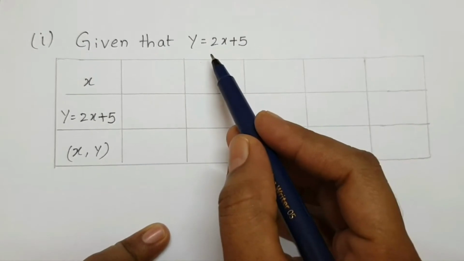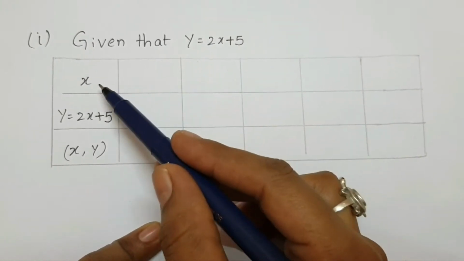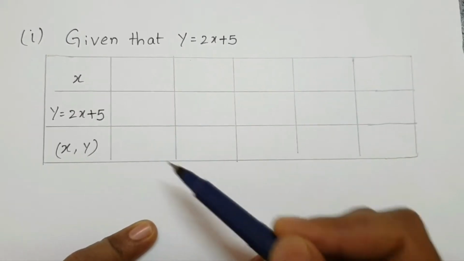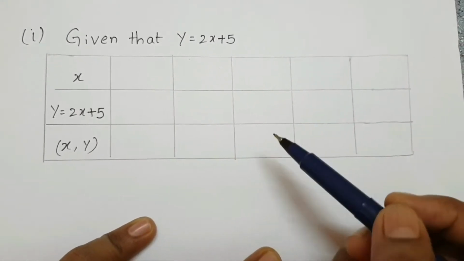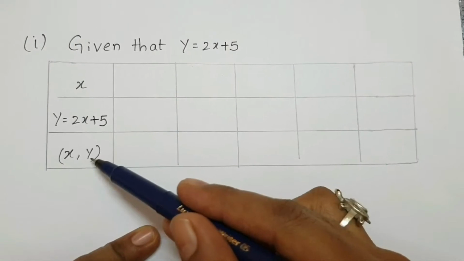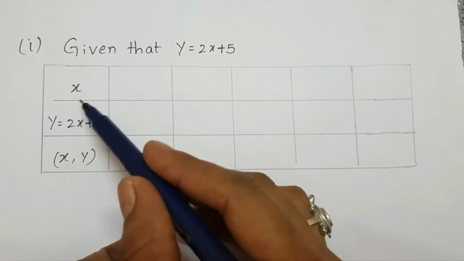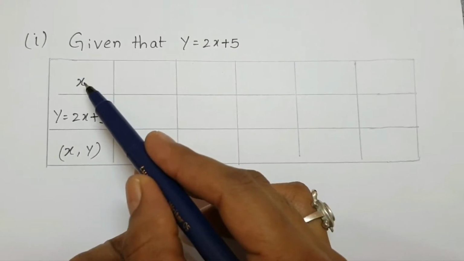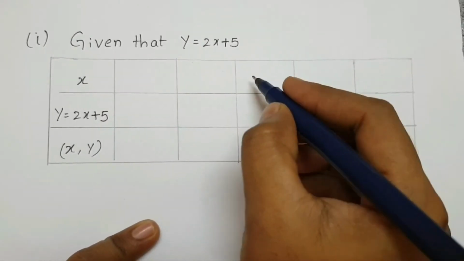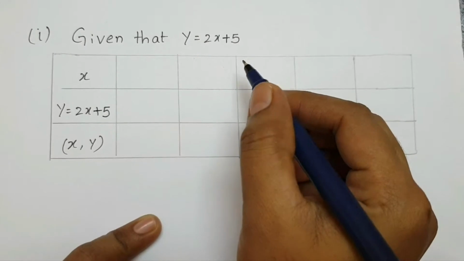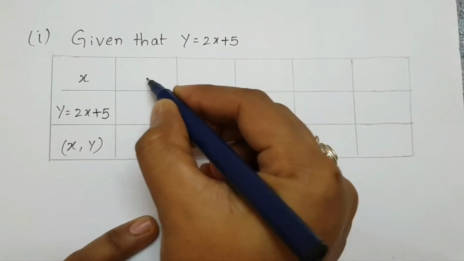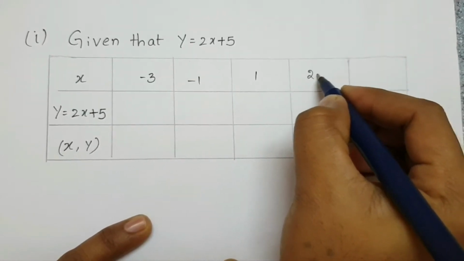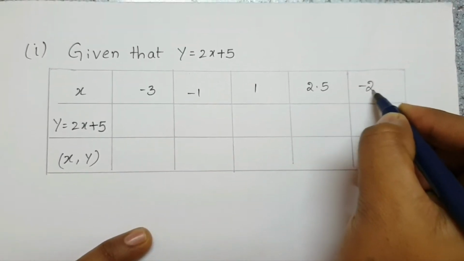So first one, y equal to 2x plus 5. In this graph we want x and y values. For the graph, x-axis and y-axis, how to find the x and y points? First write x, and for the x ordinate take any values, meaning positives, negatives and zeros. First take minus 3, minus 1, 1, 2.5, minus 2.5.